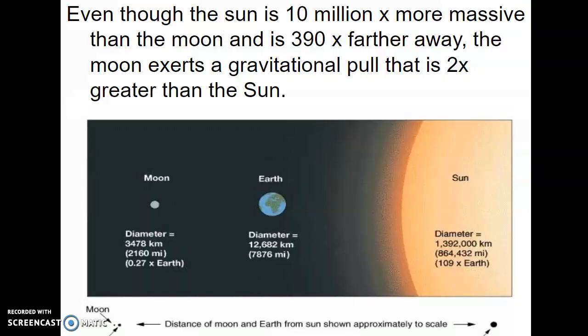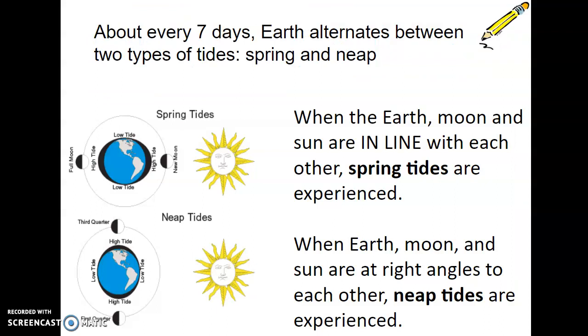So even though the sun is 10 million times larger than the moon, the moon is 390 times closer, and the moon actually exerts a gravitational pull that is 2 times greater than the sun. It's very interesting. So what we know from that is about every 7 days, Earth alternates between 2 types of tides, a spring tide and a neap tide.